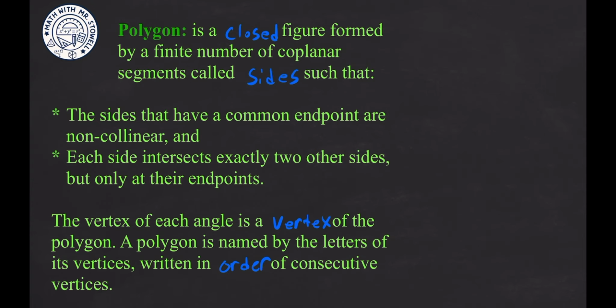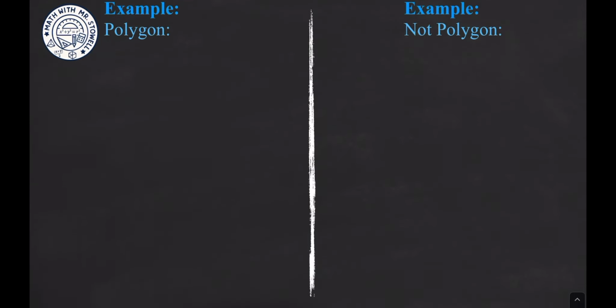Let's actually put some pictures to this. Here's what a polygon could look like. We are going to have line segments, and with these line segments, we are going to connect them at their endpoints. So right here, let's put 4 lines down. This right here is a polygon. It has 4 sides. It has 4 vertices. That's where the endpoints connect.